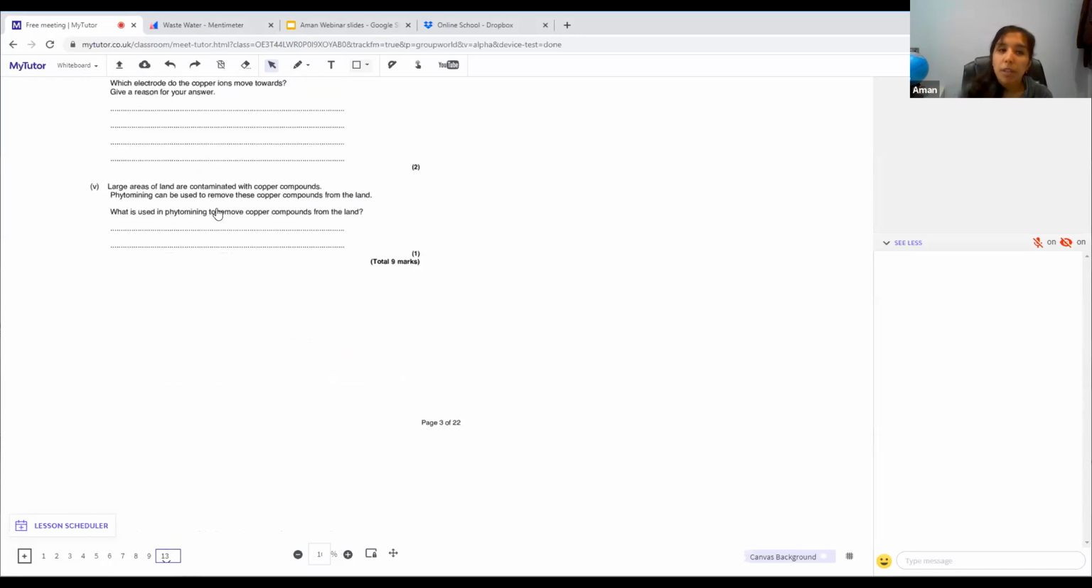Okay, what about this question here? So large areas of land are contaminated with copper compounds. Phytomining can be used to remove these copper compounds from the land. What is used in phytomining to remove copper compounds from the land? Does anyone remember what it was? The process of phytomining requires what? What removes those copper compounds from the ores in phytomining?